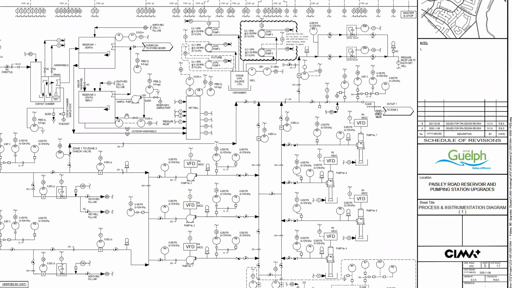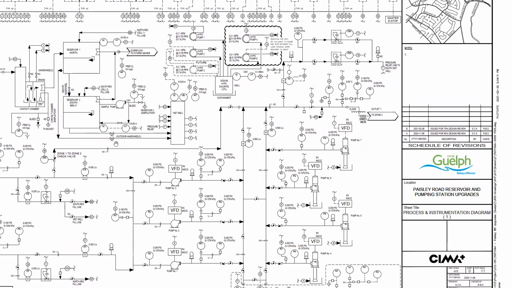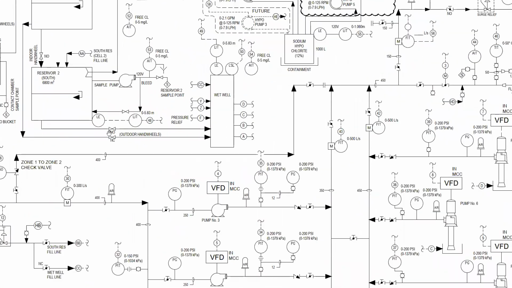We have sample pumps from the reservoir that constantly run, pulling up water that we're measuring the chlorine of. Notice there's a lot of emphasis on chlorine measurement. Level transmitters here for the reservoirs. We're showing there's valves all over the place. You'll see a lot of generic valves.